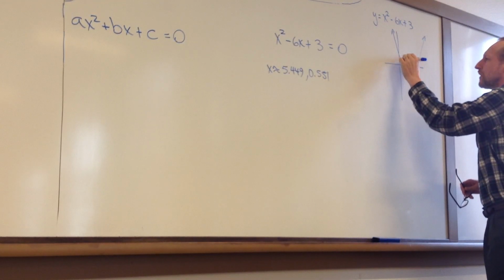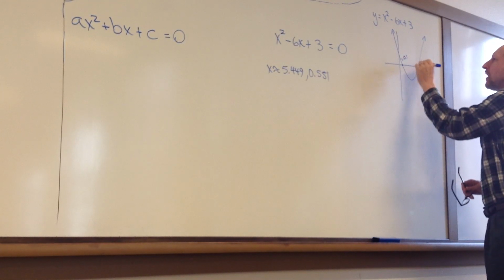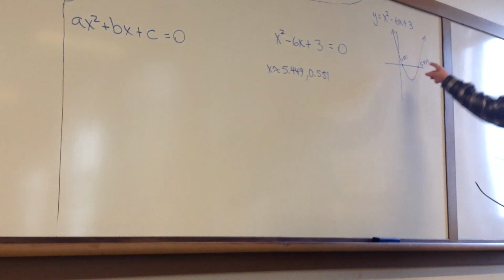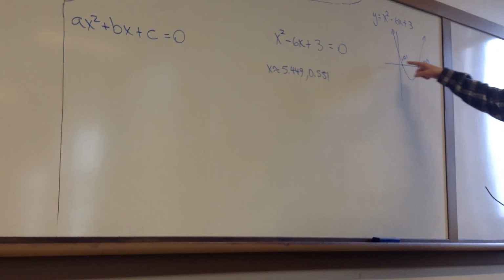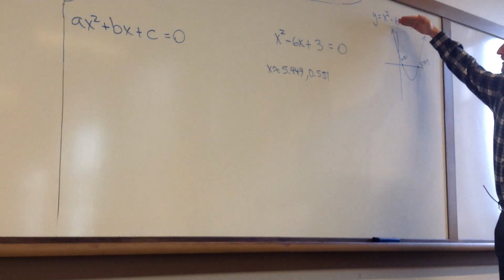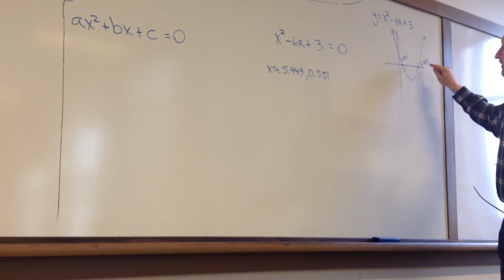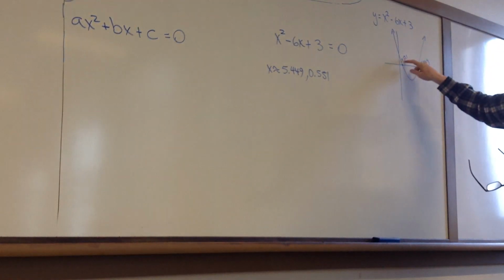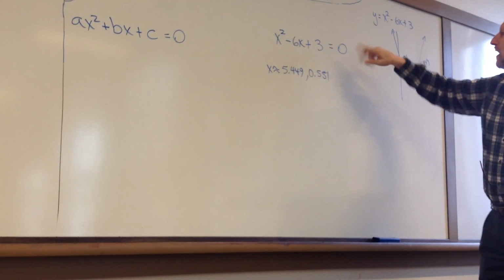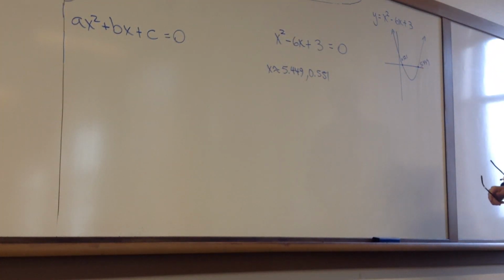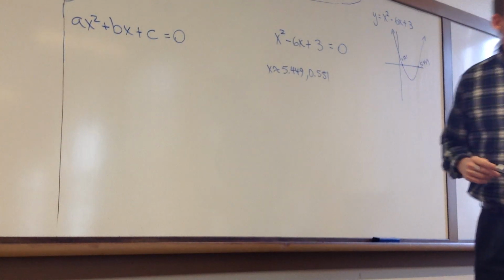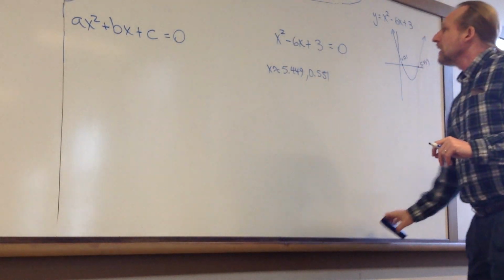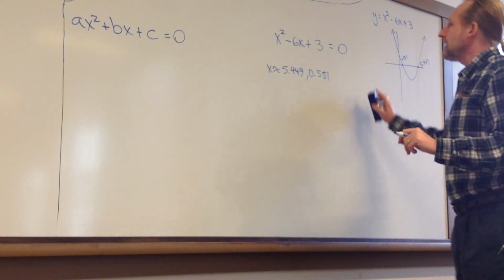These x values are 0.551 and 5.449, because this is where y is equal to 0, along the x-axis, right? All the positive y's are up here, all the negative y's are down there. So this is where y is equal to 0, so these are the x values that make y equal to 0.